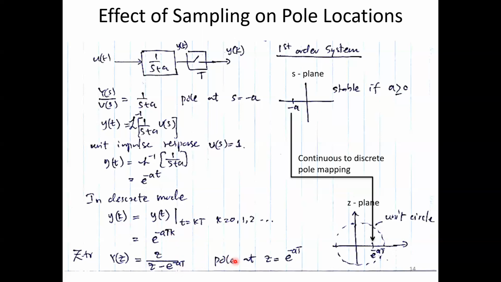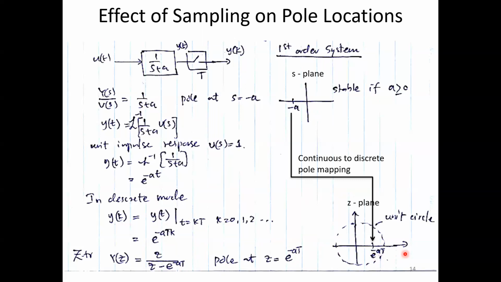There you can read the pole. This is a single pole system. Of course it is, because it is 1 over s plus a. Minus a is the pole in the continuous time. But in the discrete time, it is still a single pole, and the pole location is e to the minus aT. So this is the discrete time pole. If you draw the discrete time Z plane, it is somewhere over here.